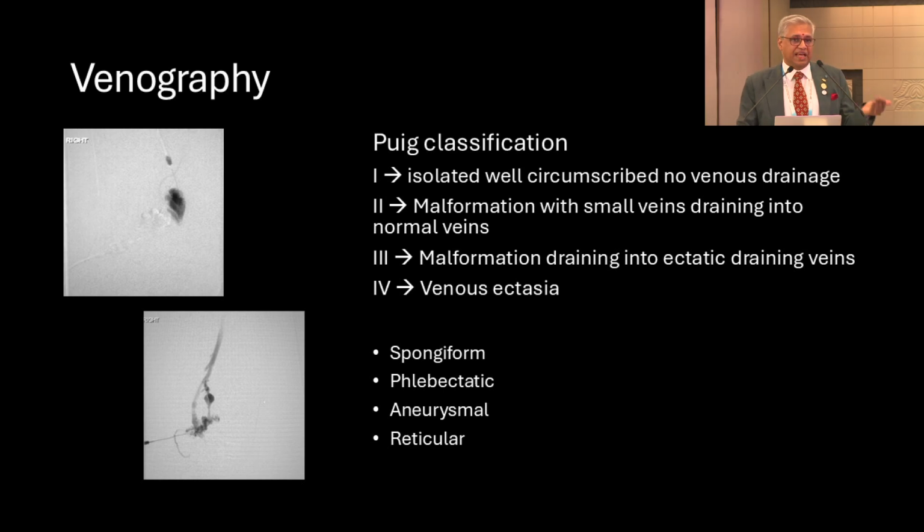Venography is useful to classify. Puig classification is not very commonly used. We don't use them on a regular basis, but it is useful to know what venous drainage and how angiographically they look like. The type 1 and 2 are easier to treat. Type 3 and 4 are more difficult to treat.